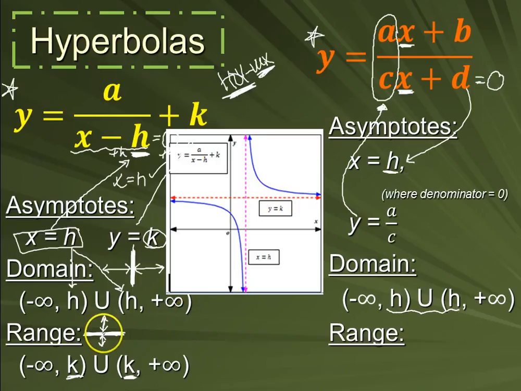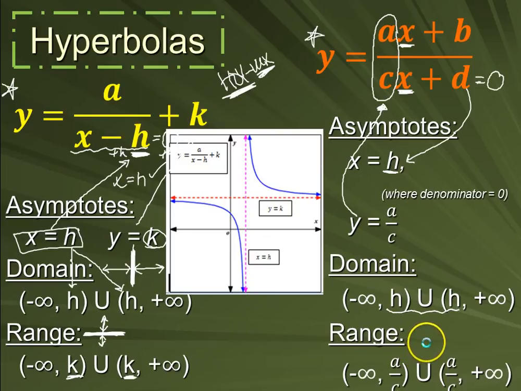And our range, again, range is up and down. That's our y's. It's restricted by that horizontal y. And that horizontal y in this case is our a over c. So whatever that a over c is, that's what's restricting our range.